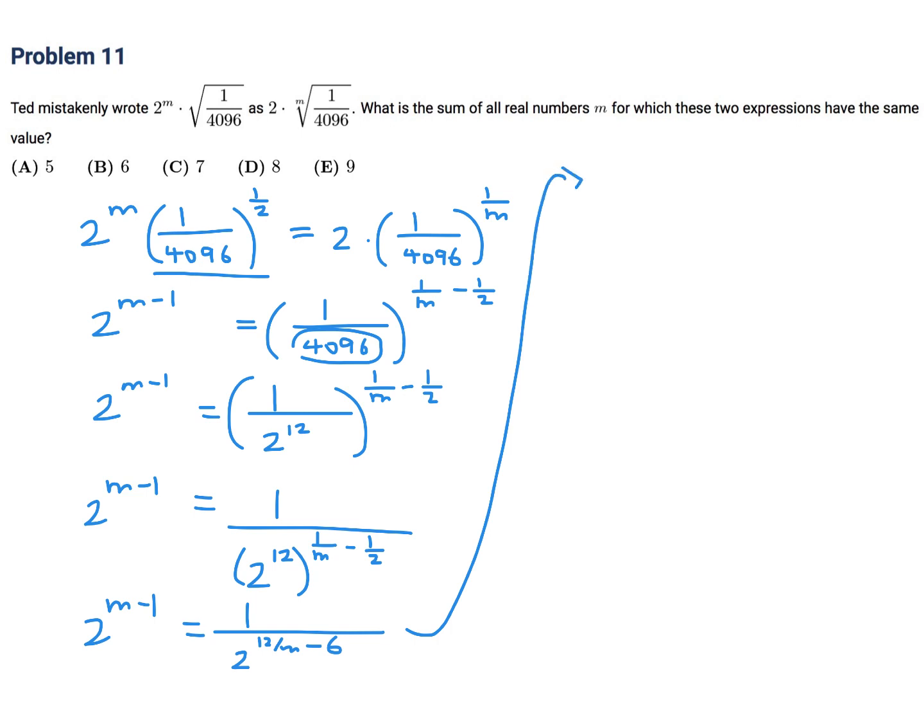And then cross multiply, and you get 2 to the power of m minus 1 times 2 to the power of 12 over m minus 6, and that all equals 1. And then finally, combine these exponents, so you add them, so it'll be m plus 12 over m minus 7, and that is equal to 1. Okay, sorry, this should be 6.